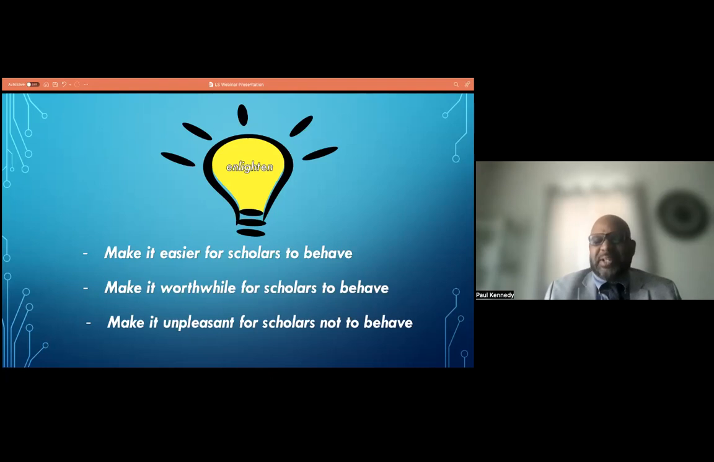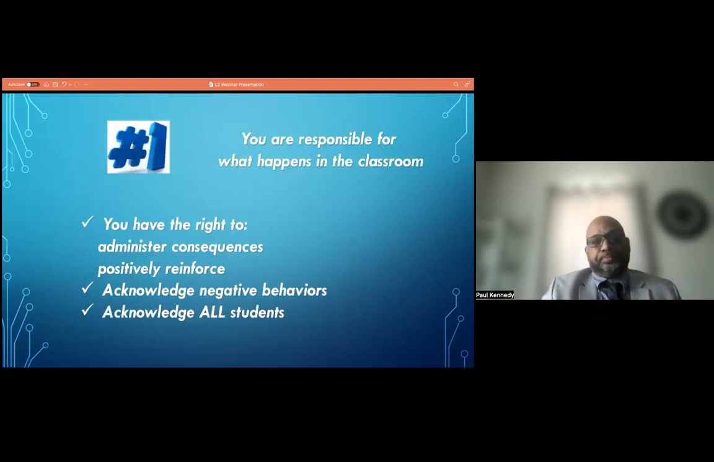You have to make it unpleasant for them to misbehave. If they're in a situation and they're not necessarily following the norms, following the rules, what do the consequences look like? How do the rest of the other scholars feel? What are some things that are going to affect them, to make them uncomfortable, to say, okay, this is not a space that I really want to be in right now? So those are some things that we as a school always consider when we're establishing our norms.